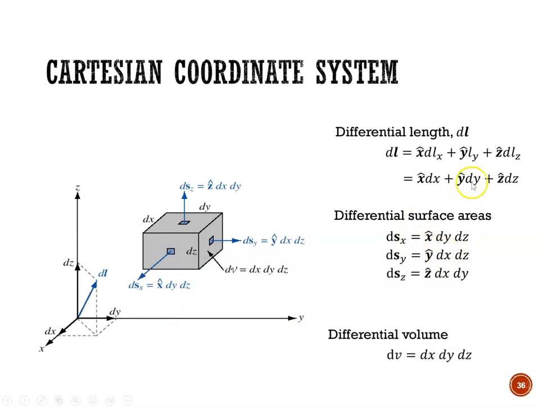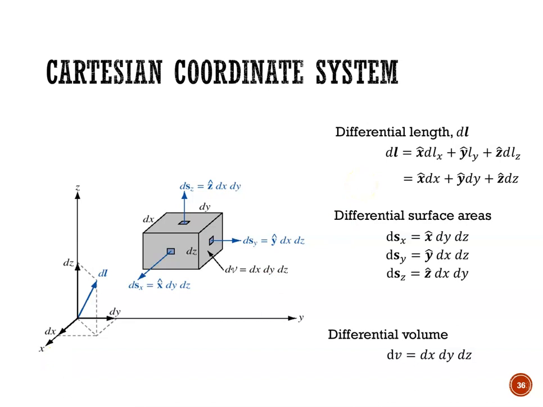So how to find out the length, the surface, and also the volume? You have to make sure that for each of these coordinate systems, you identify what is the length, the surface area, and also the volume. So questions will be based on this.